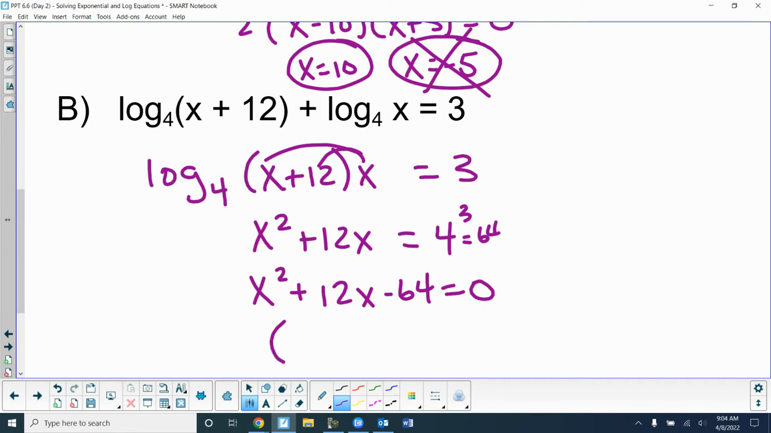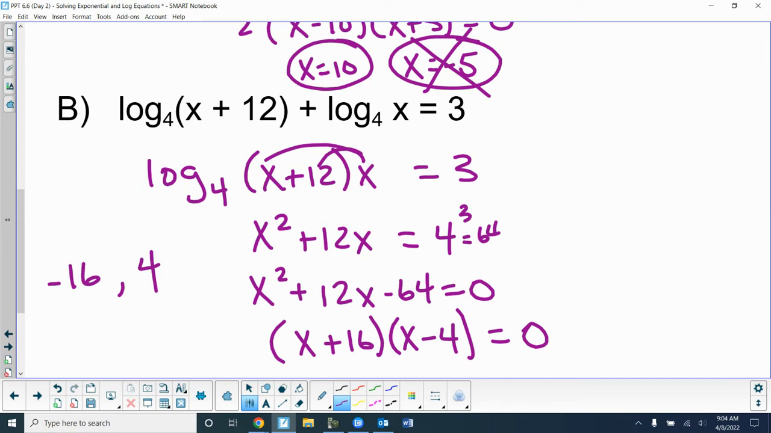And factors of negative 64 that add up to 12 are 16 times negative 4 is negative 64, and 16 minus 4 is 12. So what are my 2 answers? Negative 16 and 4. All right, let's go back up here. If I put negative 16 there, is that a positive or negative answer? Negative, so that's not a good answer, right? So if I put a 4 there, I got a 16, a positive, and a 4, so it works. So those are the extra different ones from yesterday.